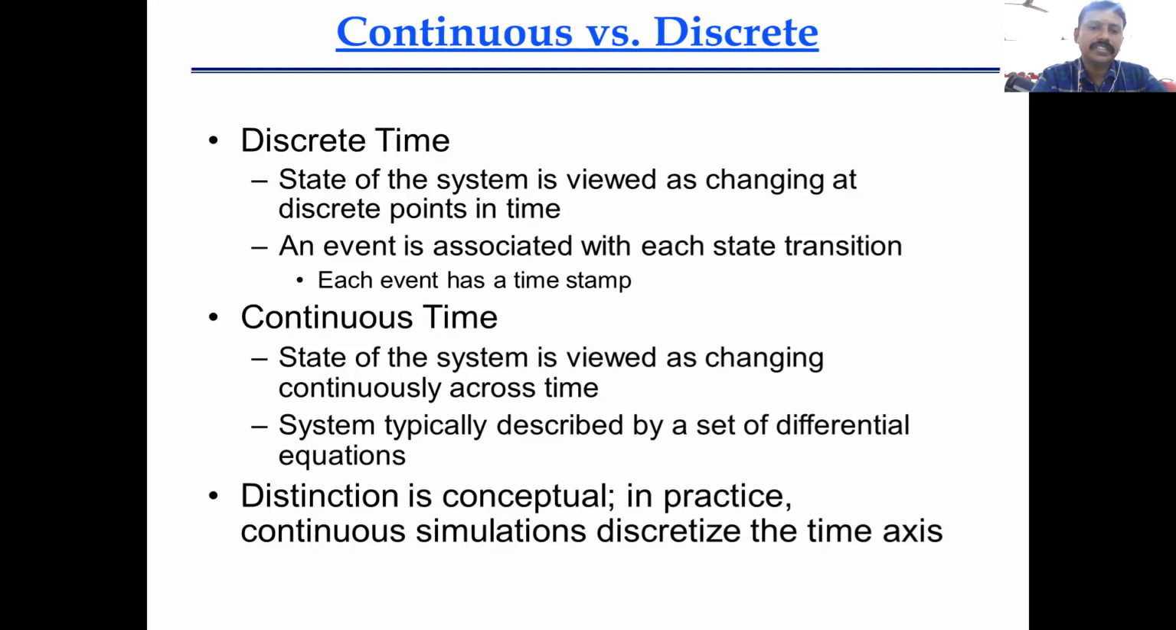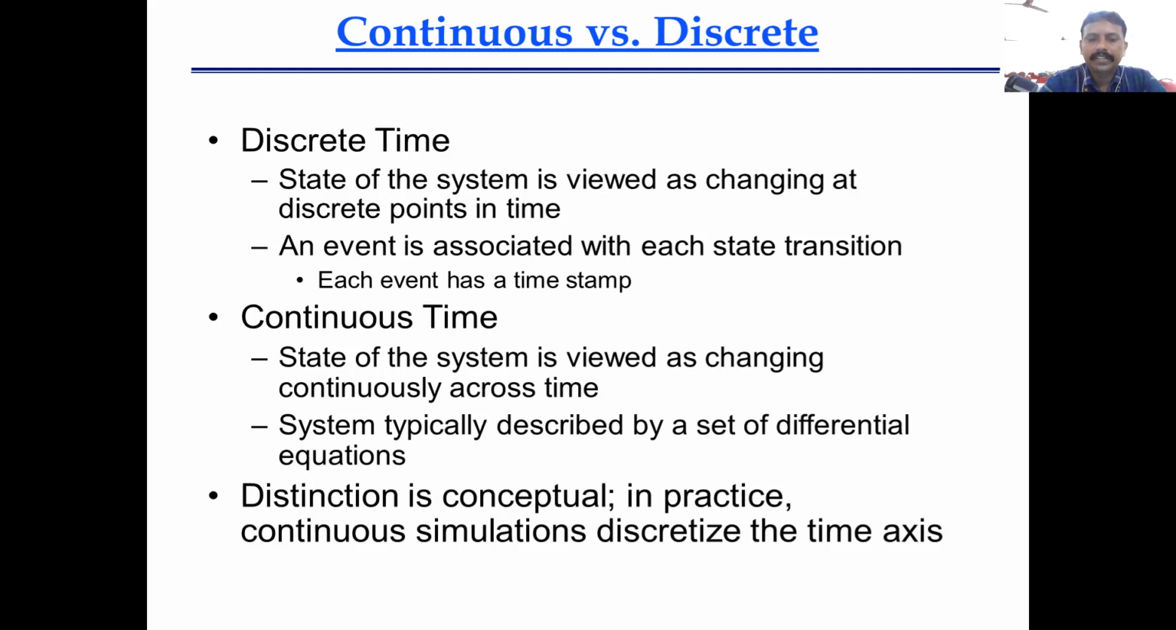And also continuous time. Next one is continuous. The state of the system is viewed as changing continuously across time, based on events. Continuous means events; discrete means based only on time. These systems are typically described by a set of differential equations. So in the case of a continuous time signal, the distinction is conceptual.